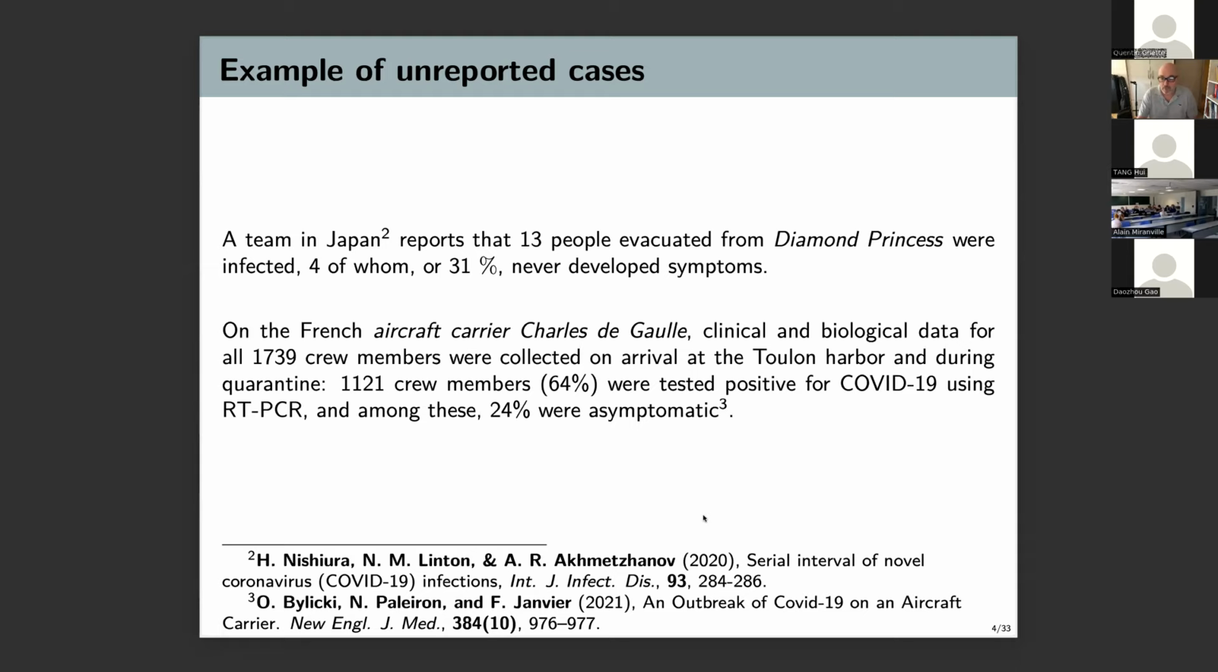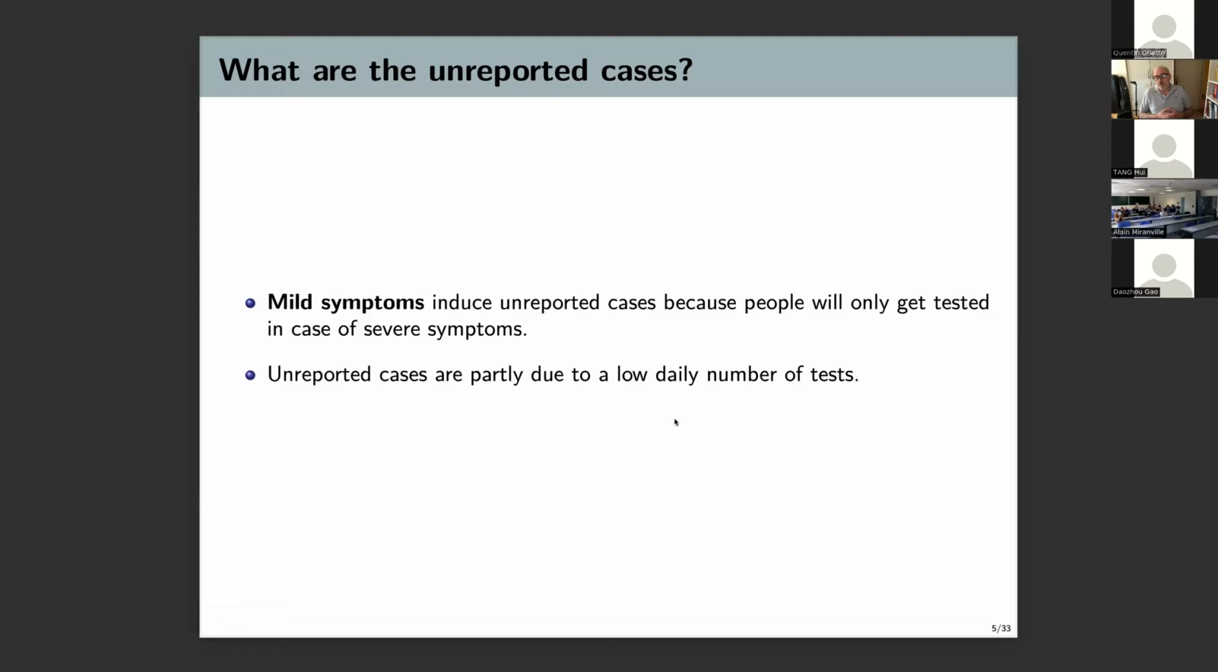There is other evidence on the French aircraft carrier Charles de Gaulle, where 24% of people were totally asymptomatic while they were infected. So basically, what are unreported cases? Unreported are those people who have mild symptoms and never get tested just because there is no reason to test them. Another reason for unreported cases might be the low number of tests.